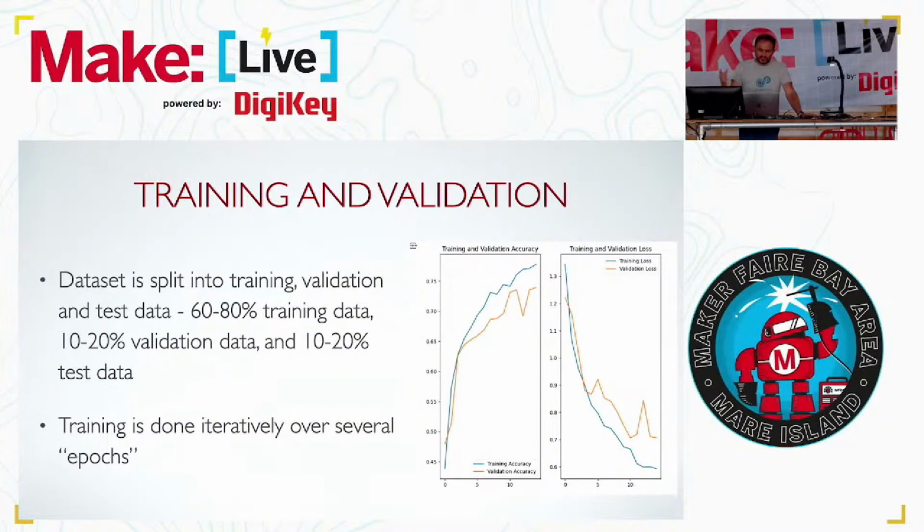This training is done iteratively over several epochs. As the training happens, the weights and the activations get updated, and the model gradually improves over time. And the validation set is used to make sure that the training is progressing along the right path and you're not overfitting the data.